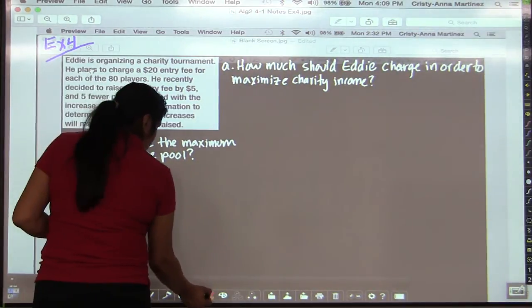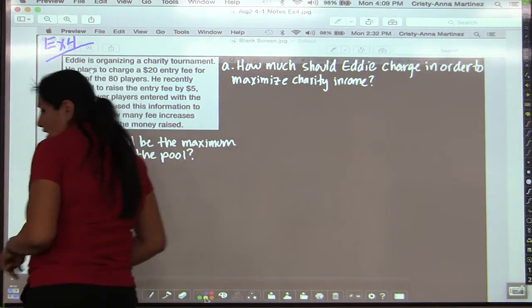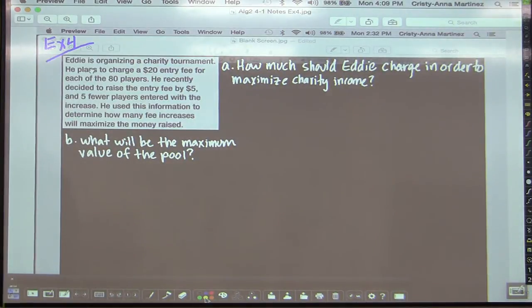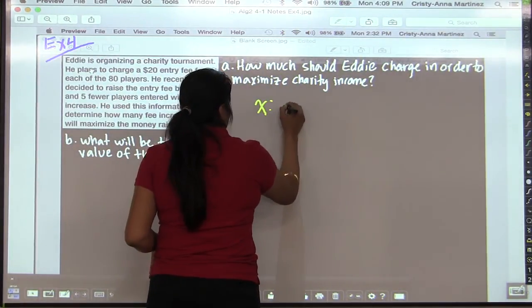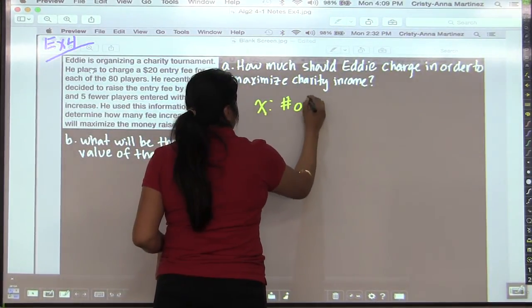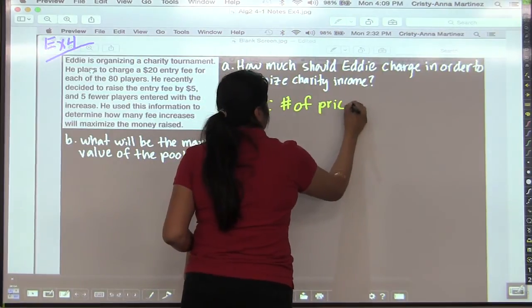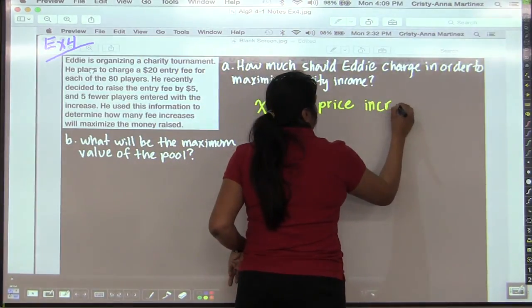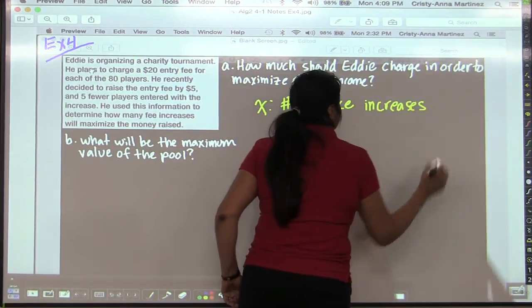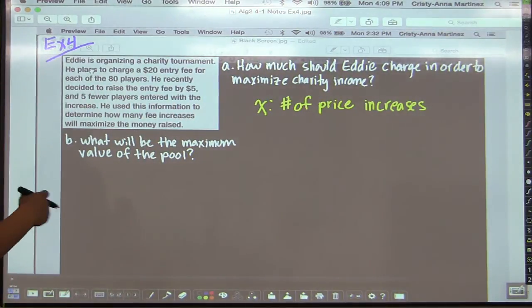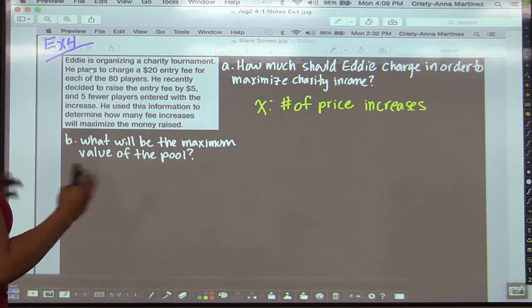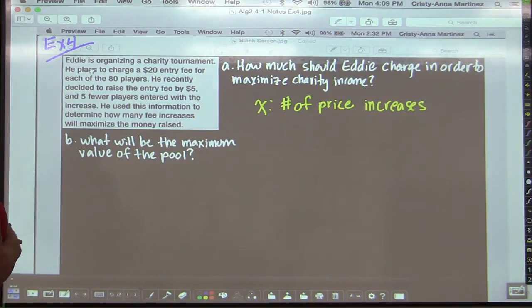So what you want to do is create what your variable is. We're going to go with x, and I'm going to say that x is the number of price increases. Basically he wants to maximize his profit, so you want how much you're charging times how many people are coming. And that product is what's going to create this parabola for us.